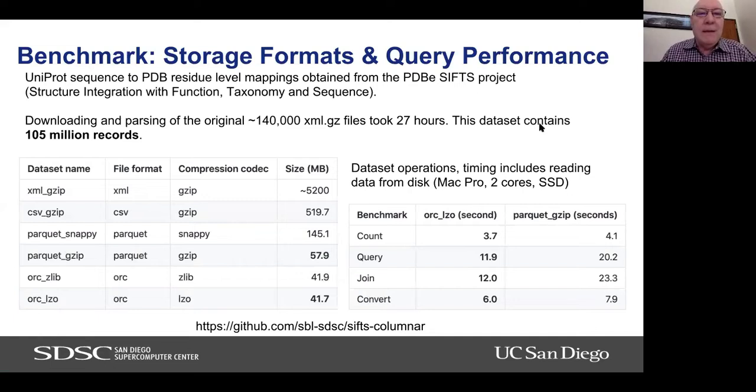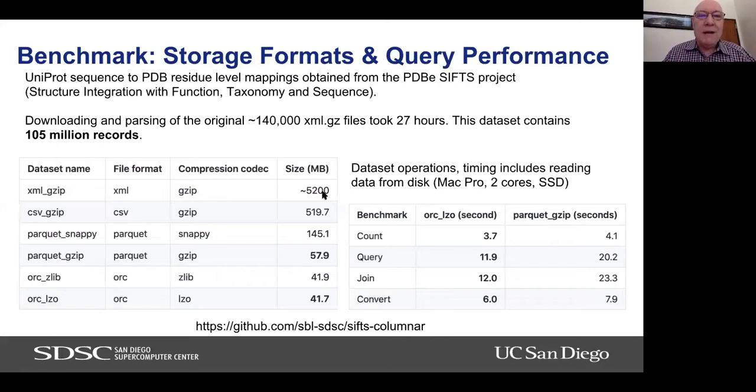And those data live in about, when I did the benchmark, 140,000 gzip XML files. And to download them, it took me 27 hours to just download the files that contain 105 million records. Now, this is definitely not scalable, and you can't run this interactively. So the original data files together were about 5 gigabytes of data.